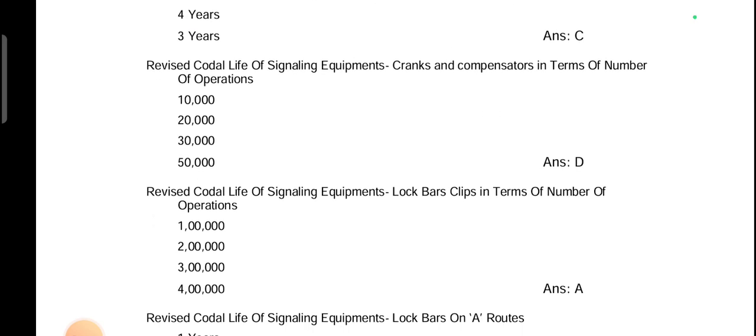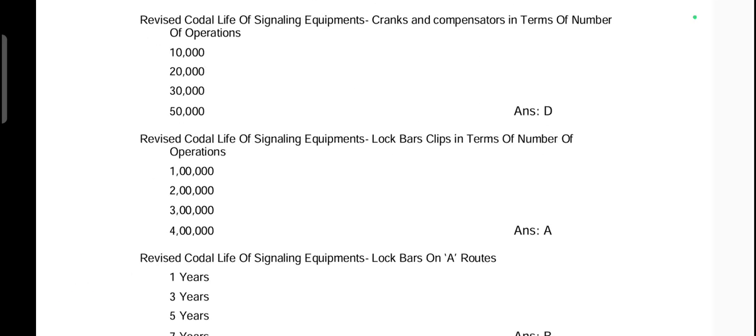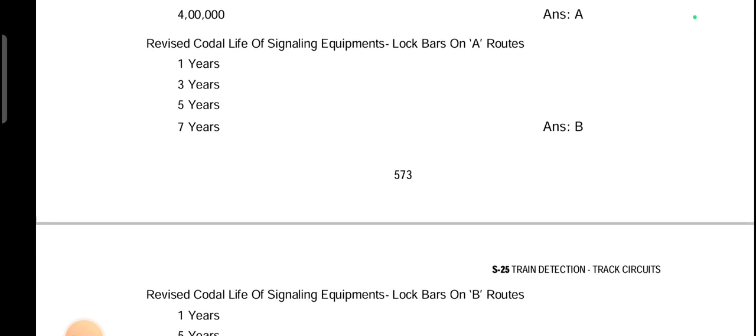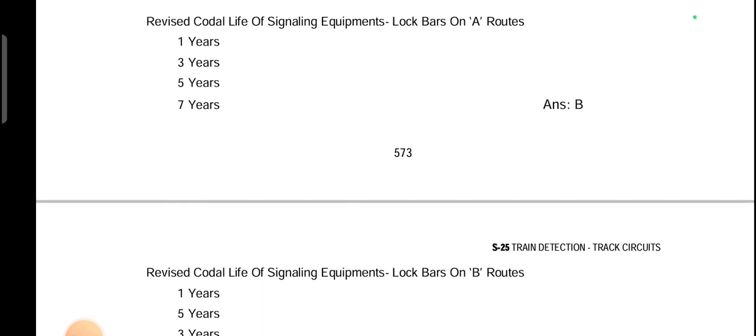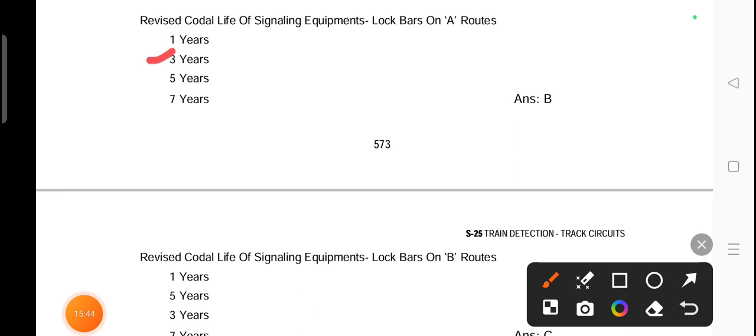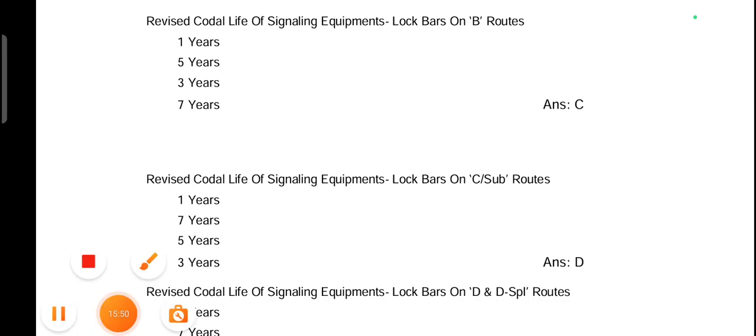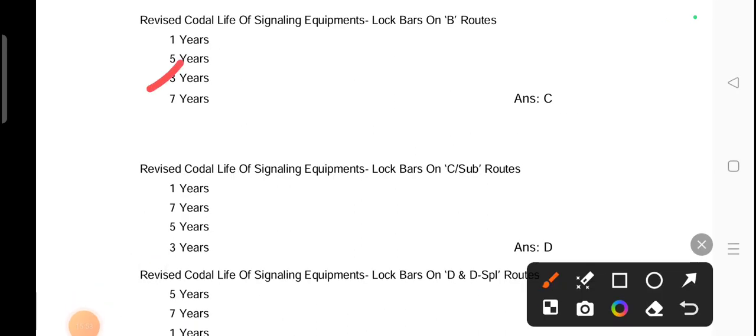Next, revised total life of signaling equipments, cranks and compensators in terms of number of operations: 50,000. Next, lock bars, clips in terms of number of operations: 1 lakh operations. Next, lock bars on A routes: 3 years. Next, lock bars on B routes: 3 years. Lock bars on C subroute: 3 years.